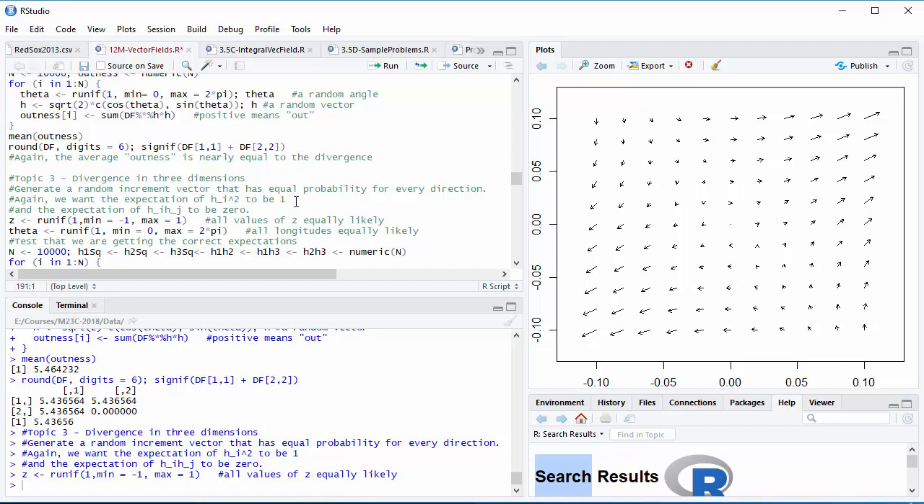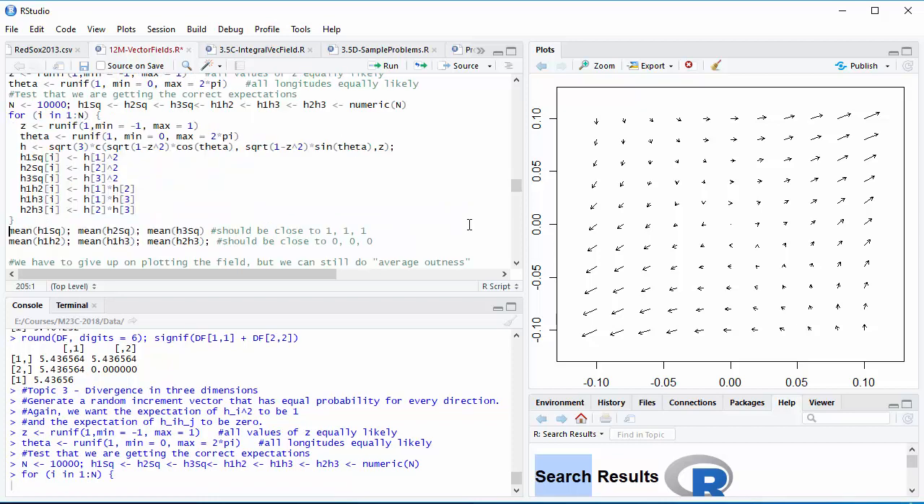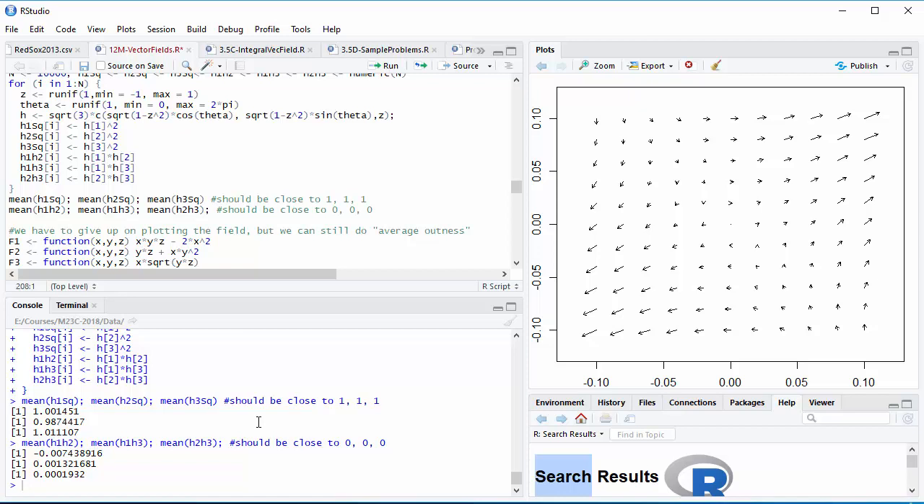This is tricky to do in spherical coordinates, but it's fairly easy to do in cylindrical coordinates. So I will generate z values that are uniformly distributed between -1 and 1. I will generate angles that are equally likely to have any value between 0 and 2 pi. And I will generate 10,000 of these just to check that my expectations are coming out right. And what I discover is, yes, indeed, the square of each component is on the average 1, and the square of the product of 2 components is very close to 0.